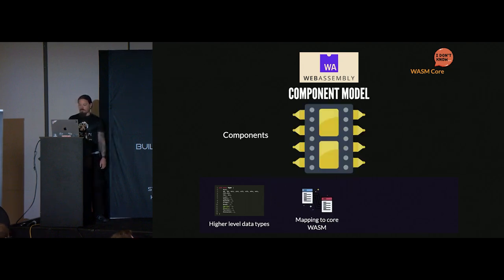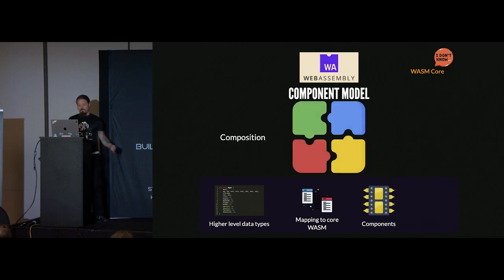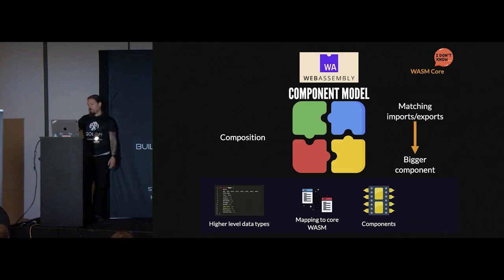Another thing that the component model defines is this higher level abstraction called a component, which has imports and exports, and these imports and exports are organized into interfaces. And a very nice thing in the component model is that it also defines composition of these components. So if you have matching imports and exports in two components, you can construct a bigger component out of them, and that eliminates these matching imports and exports, only leaving the rest on the bigger component.